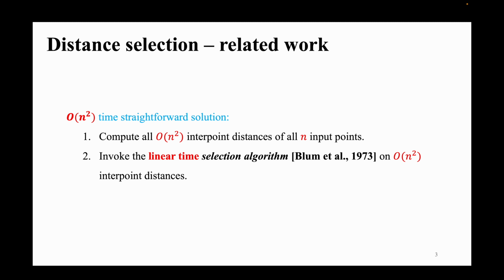One straightforward solution for the distance selection problem will take n squared time. We can just compute all n squared interpoint distances explicitly, and then we invoke the linear time selection algorithm on those n squared critical values to report the k smallest one.